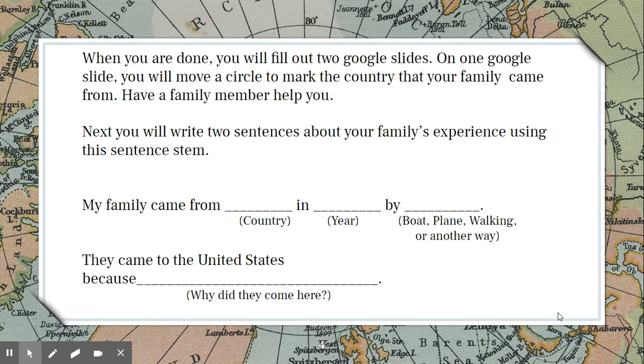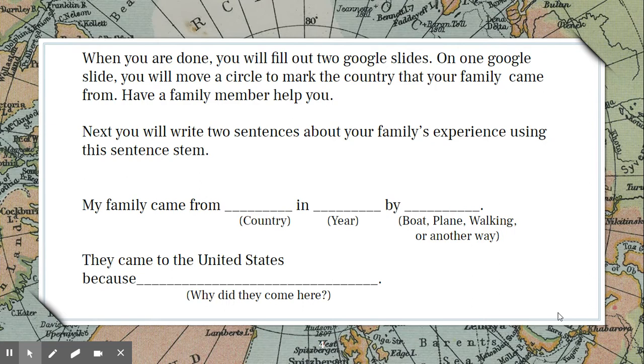When you're done, you're going to fill out two Google slides. On one Google slide, you will move a circle to mark the country that your family came from. You might want to have a family member help you find the country on the map. Next, you will write two sentences about your family's experience using this sentence stem. My family came from blank country in blank year, by boat, plane, walking, or some other way. They came to the United States because. So, why did they come here? So, you're going to fill out both of these sentences.